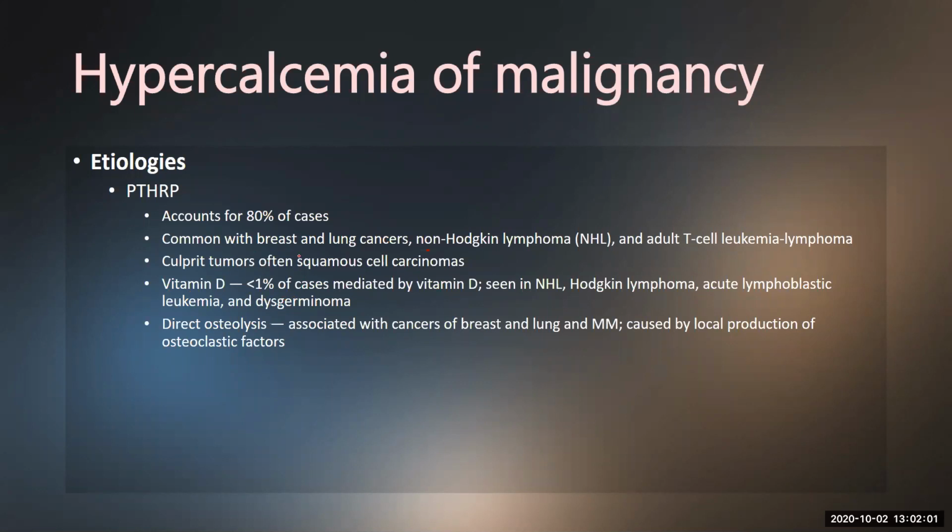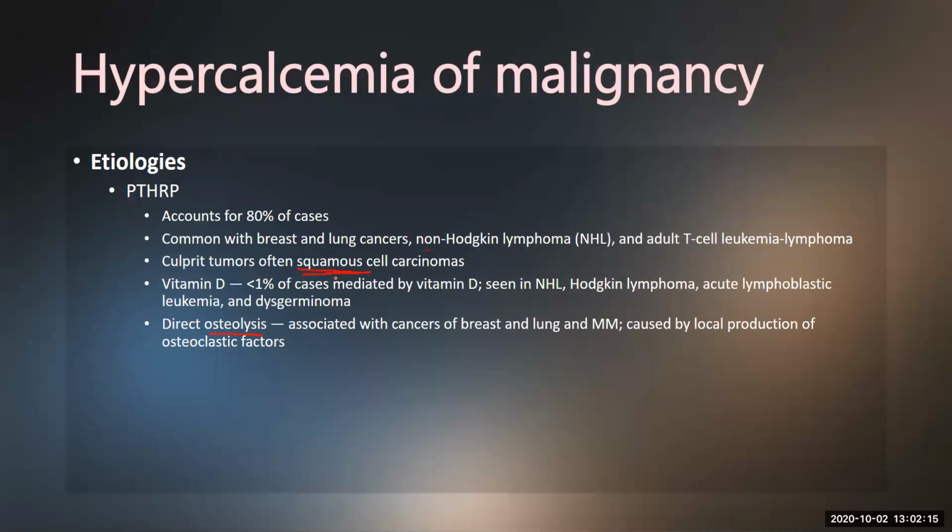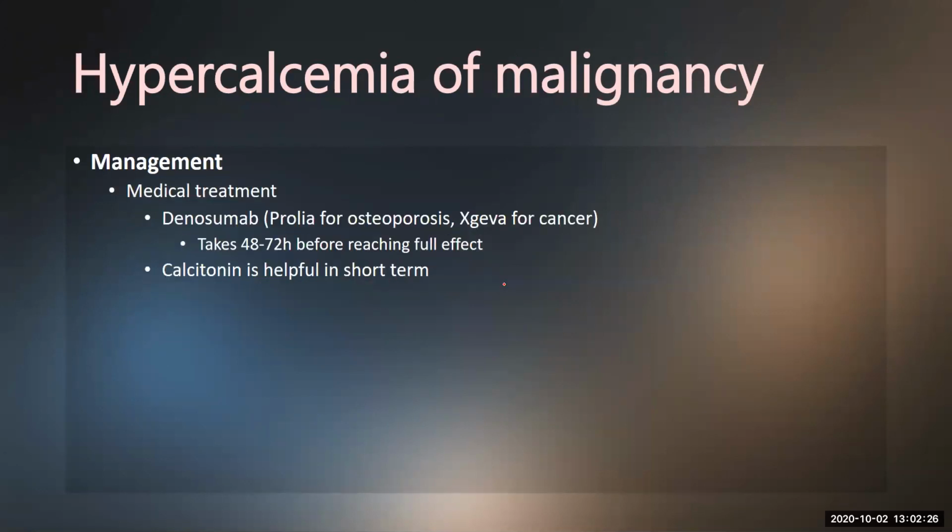Just know that the tumors are really going to be squamous. This is what they like to test you on, just making sure you know that. And it's going to cause that direct osteolysis, leading to the loss in bone mineral density. So these patients are typically going to have some osteoporosis as well. You know the breast cancers and lung cancers, what they like to test you on is lung cancer and knowing that association with squamous cell carcinoma.